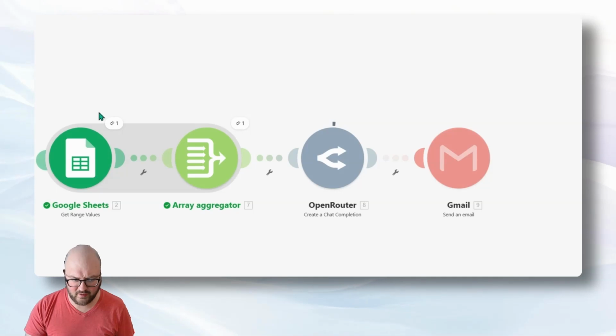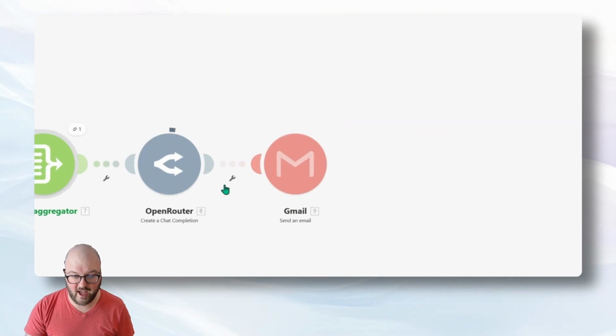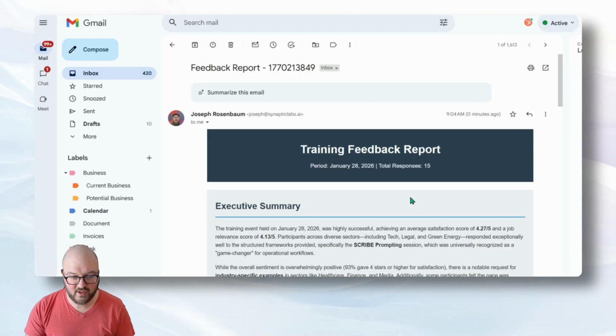So you can see it pulled from the Google Sheet. It put everything together. Now it's running through the AI to create our little report. So we'll give that a second and then it should email us. Okay, let's check out if it actually worked. I'm going to head over to my email and let's see what we got. Hey, here's our feedback report.